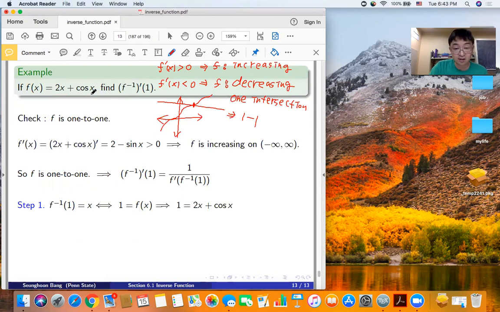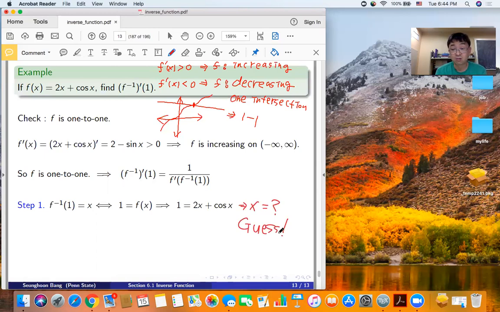How can you find the answer? How can you find this kind of answer? Guess. This is a good method. It's not easy to solve this equation for x. It's really difficult, so only guess. Which number satisfies this equation, 1 equals 2x plus cosine of x? This is my equation. What is x?